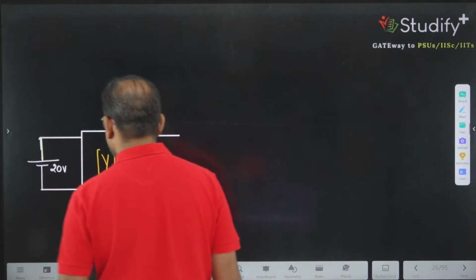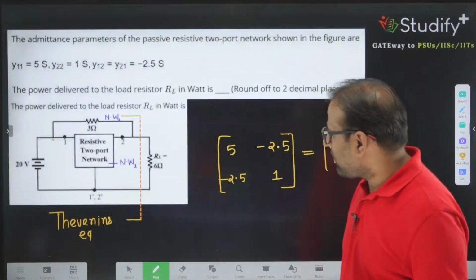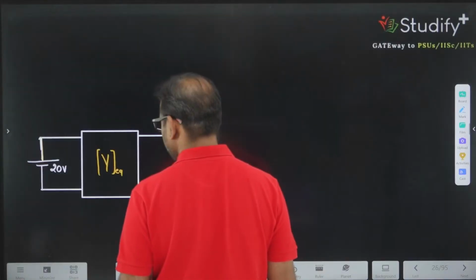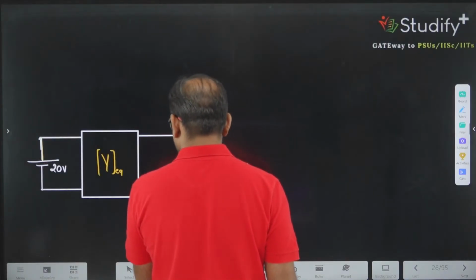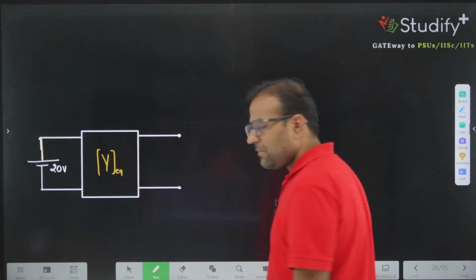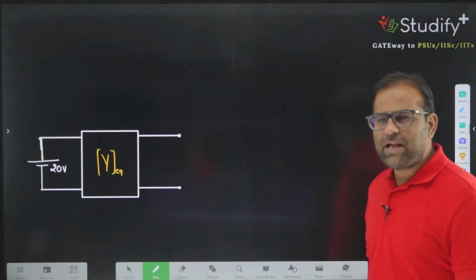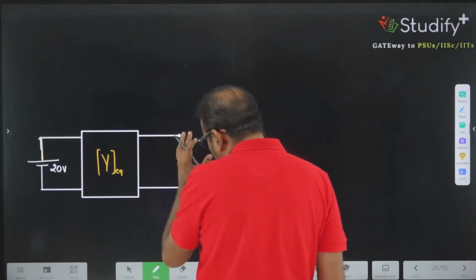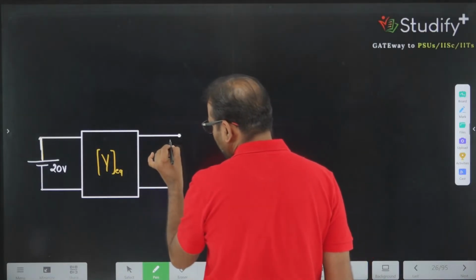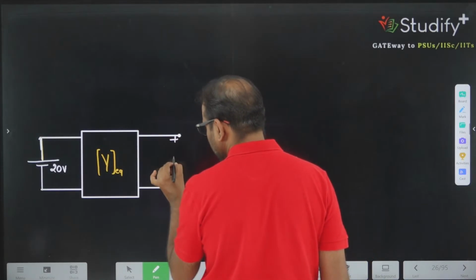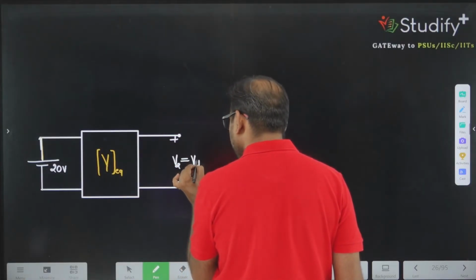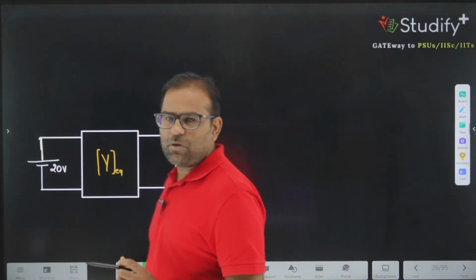Volt is connected like this, and what else is given? 6 load resistance is also given. Can I say if I am replacing my load, if I remove this load, this voltage available here is V2, and this V2 voltage can be represented by VTH. Just think about the Thevenin's equivalent.